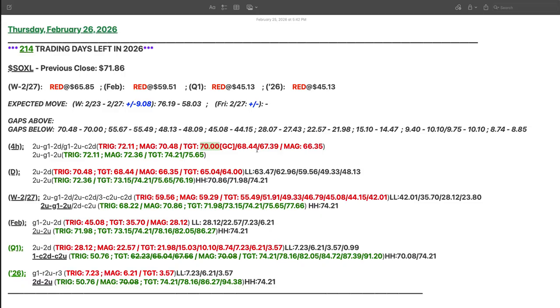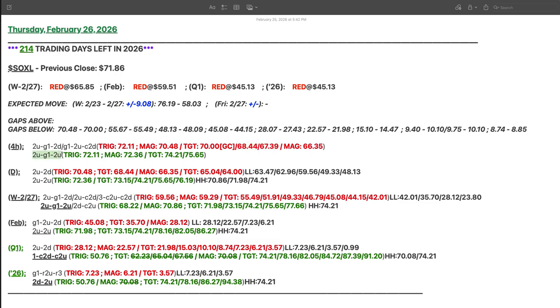First target would be the gap close. The magnitude of the 1-2 up 2 down is 66.35, right? Because it's such a big move, we've got these intermediate targets. And that first intermediate target is obviously the gap close. And then we've got a couple more of them listed out here for you as well.